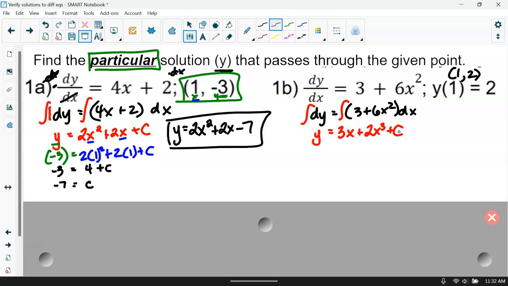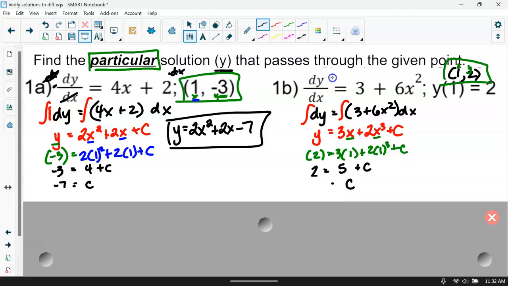Remember, that is the general solution. Now we're going to find c. And how do we do that? Plug in our x and y. What is y? 2, that is our y coordinate. What is x? 1, because that is the x coordinate. So 2 is equal to 3 times 1 plus 2 times 1 cubed plus c. Now simplify: that's 3 plus 2, which is 5, plus c.